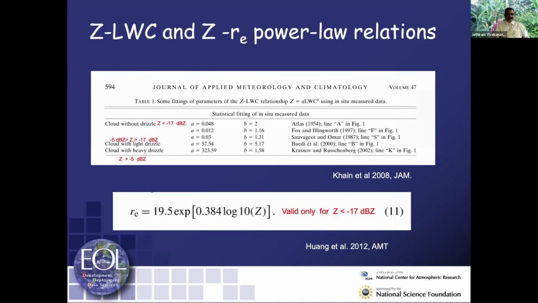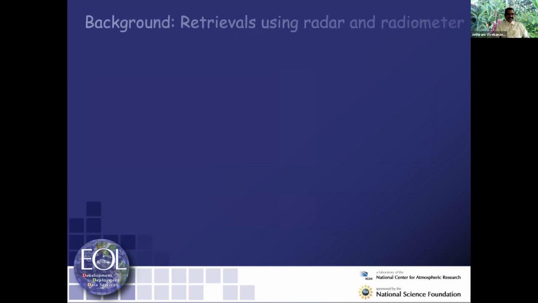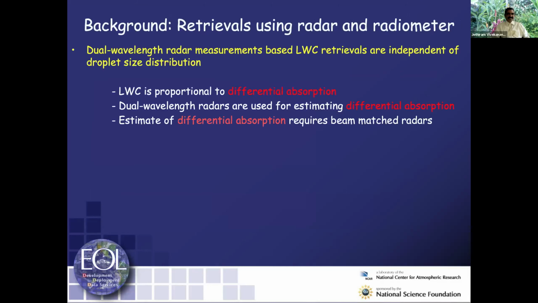Now, there are techniques which use, in addition to dBZ, two-wavelength radars, like either W band and Ka band, 95 and 35 gigahertz, or X band and Ka band. They can do that, but we need two radars. Then it becomes expensive and more complicated, matching the beam, and matching in time and space. It could be done, but it's more complicated.